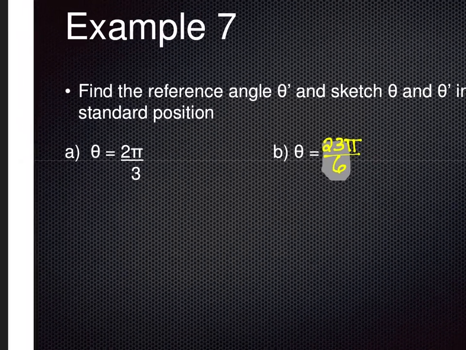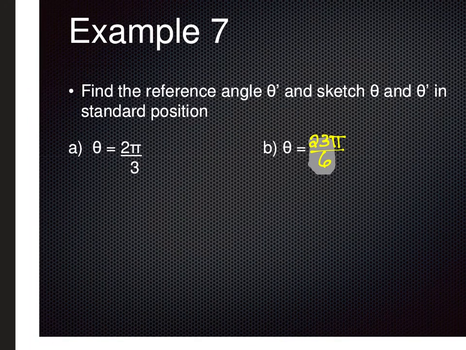All right, so find the reference angle here. I'm starting off in radians. So what's the first thing I'm going to do? Convert. All right, so the pi's cancel out. 3 goes into 180 how many times? 60. So 60 times 2 is 120. So 120 is the angle we're looking at.